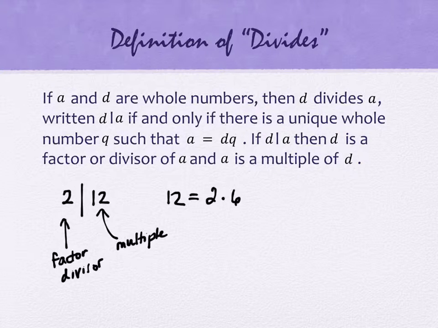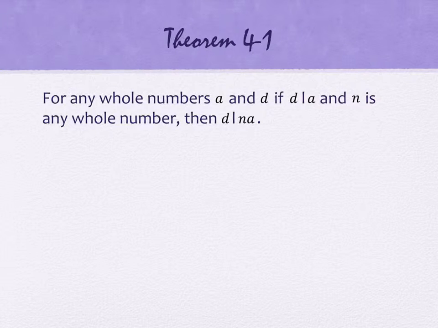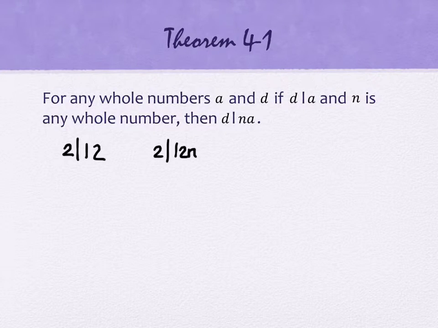Okay, next one. For any whole numbers A and D, where D divides A, and N is any whole number. If D divides A, then D divides N times A. So we'll still use our same examples we just had before. We said 2 divides 12. So that means that 2 divides 12 times N, no matter what N is. N has to be a whole number, so N is 2, N is 7, N is 563. If 2 divides 12, 2 is going to divide 12 times that number.